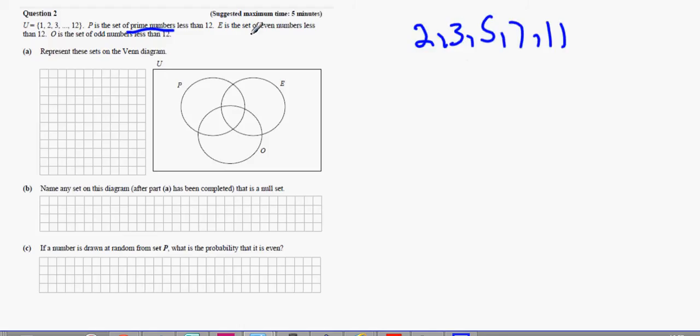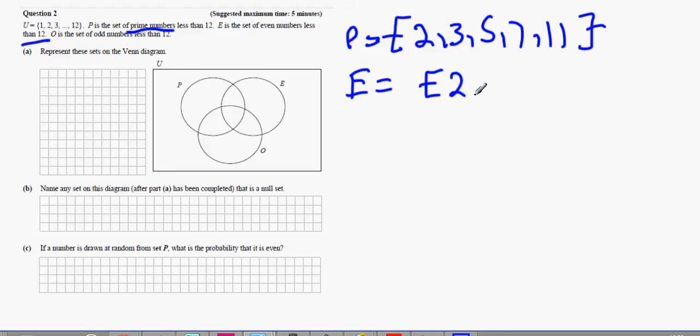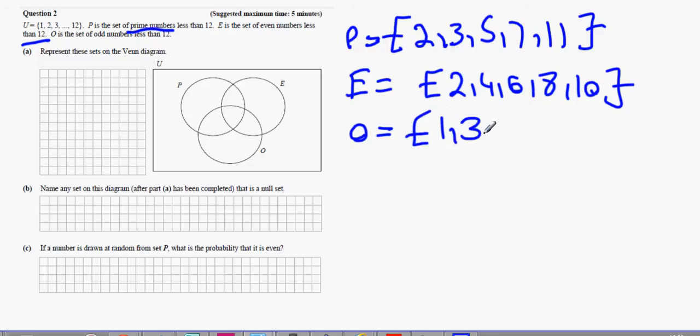Okay, E is the set of even numbers. So this is P. This is E, even numbers. So less than 12, not less than or equal to, less than 12, right? So it's going to be 2, 4, 6, 8 and 10. 12 is not included because it's less than, okay? And O is the set of odd numbers less than 12, so O equals 1, 3, 5, 7, 9 and 11.